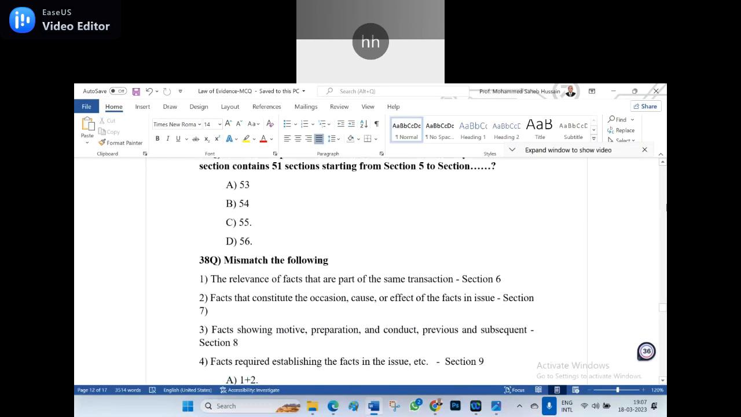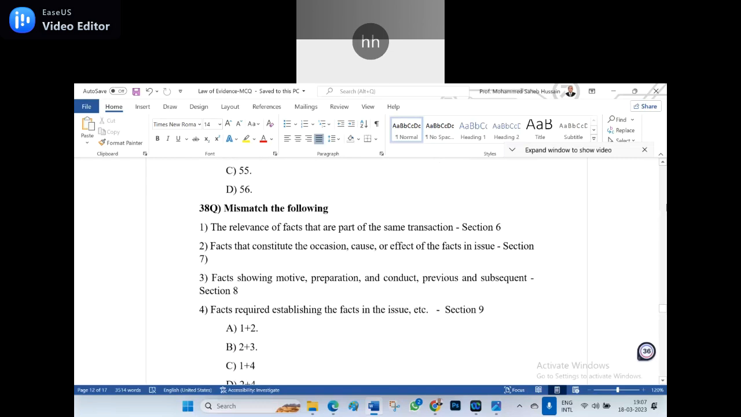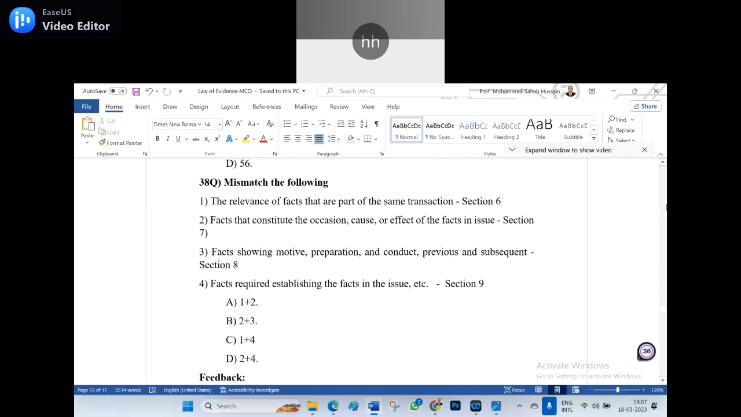So, 38th question, mismatch the following. I say mismatch, not match. The relevancy of facts: 1. Facts that are part of the same transaction, section 6. 2. Facts that constitute the occasion, cause and effect of the facts in issue, section 7. 3. Facts showing the motive, preparation and conduct, previous and subsequent, section 8. 4. Facts required to establish the fact in issue, etc., section 9. Which one is the mismatch? A. 1 plus 2. B. 2 plus 3. C. 1 plus 4. D. 2 plus 4.